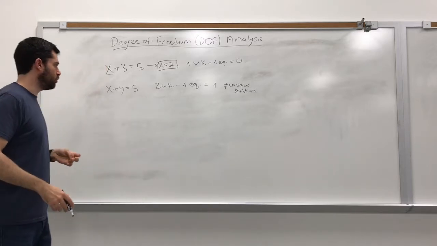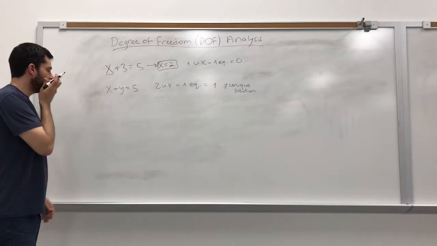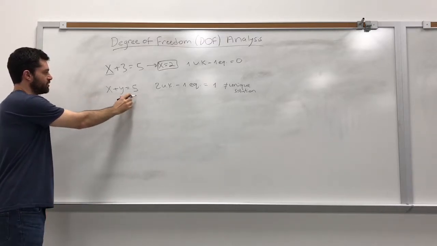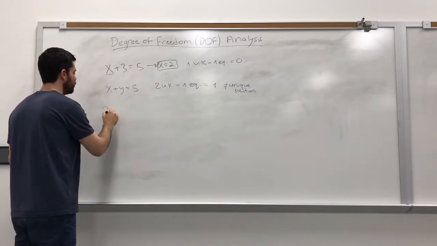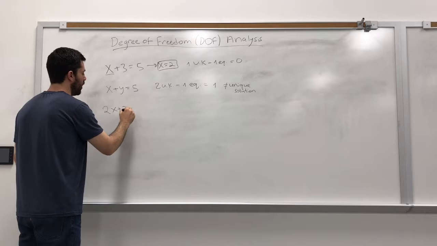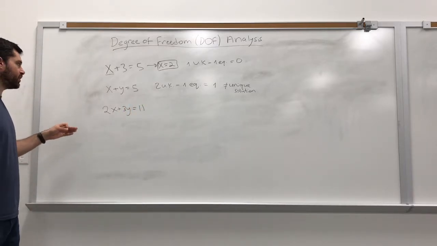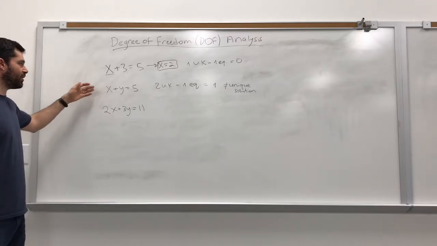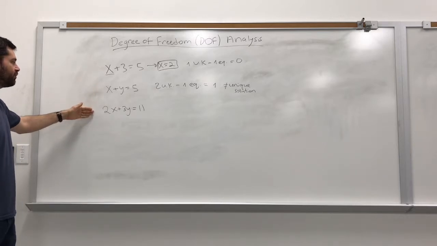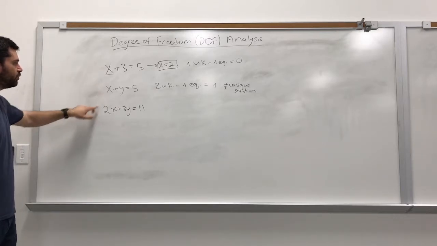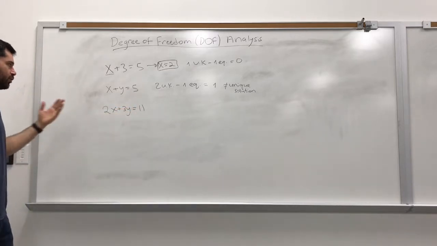So let's just recap what an independent equation and a dependent equation are. If I have, for example, this equation x plus y equals 5, and I gave you the equation 2x plus 3y equals 11, these two are independent equations because there is no mathematical operation that I could do to get from this equation to this equation. So if I tried to get the 2x and multiply by 2, I'd have 2y and 10, not 3y and 11, right?